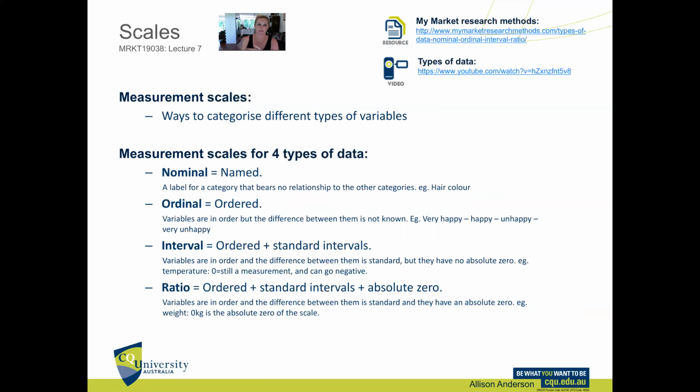So this can explain what's on this slide a little more, and also types of data. There's a couple of different links there. If you're interested, you can have a look at those, if you want to know more about these.